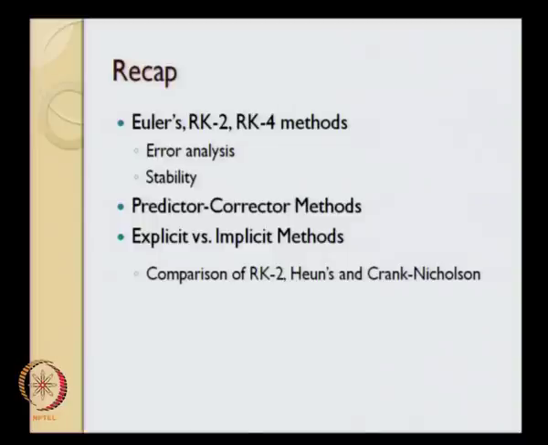So we did error analysis for the Runge-Kutta family of methods, followed by the stability analysis. Then we took up Heun's method and put it in a predictor corrector form, as well as considered explicit versus implicit methods. Specifically, we took the explicit Euler's method and implicit Euler's method and saw the stability results for a linear system. We compared a second order RK method with Heun's method, which is a predictor corrector method, and compared it with the Crank-Nicolson method, which is a semi-implicit method.